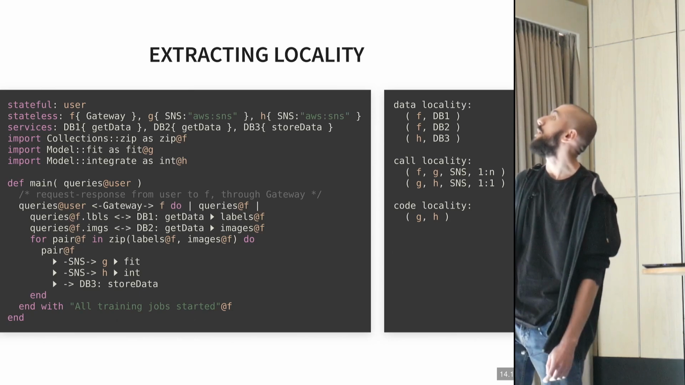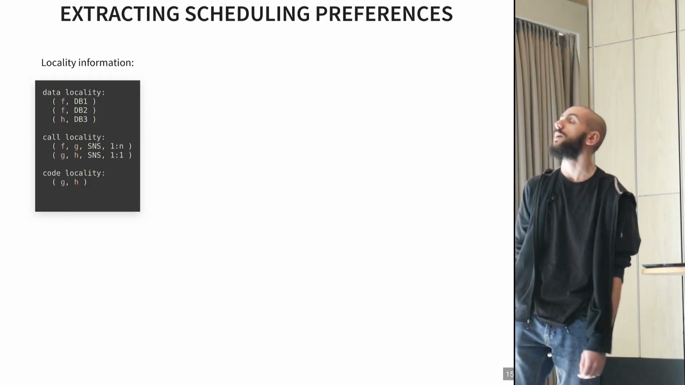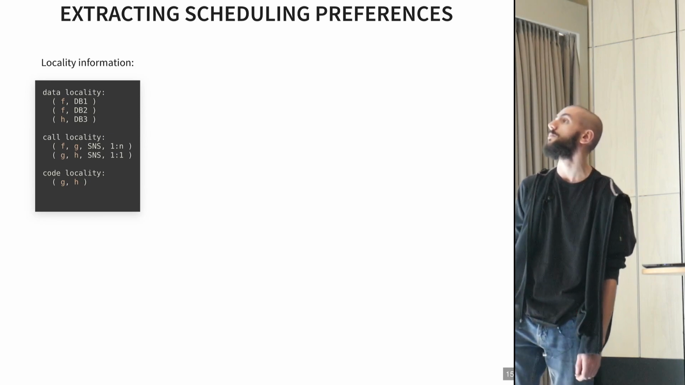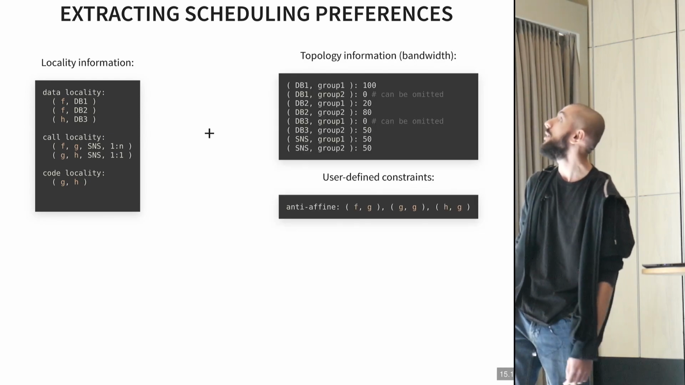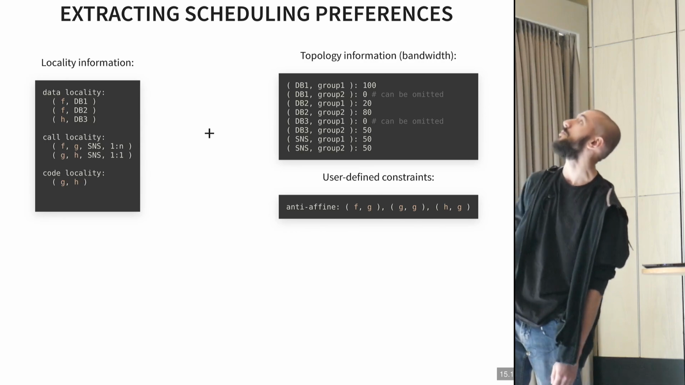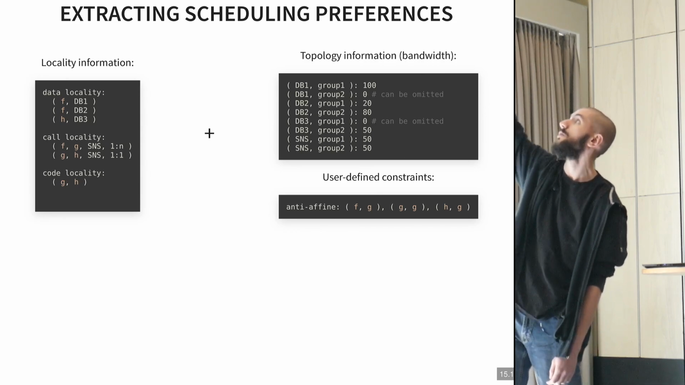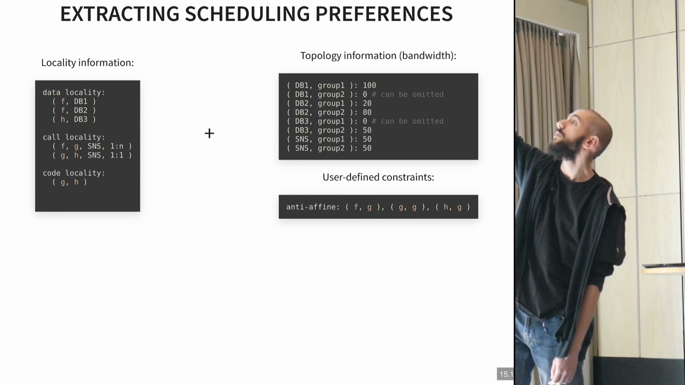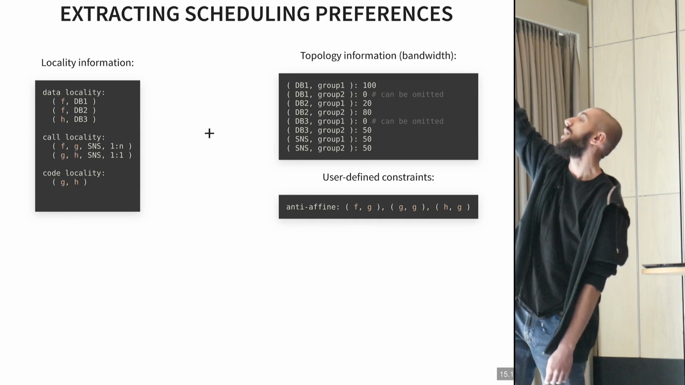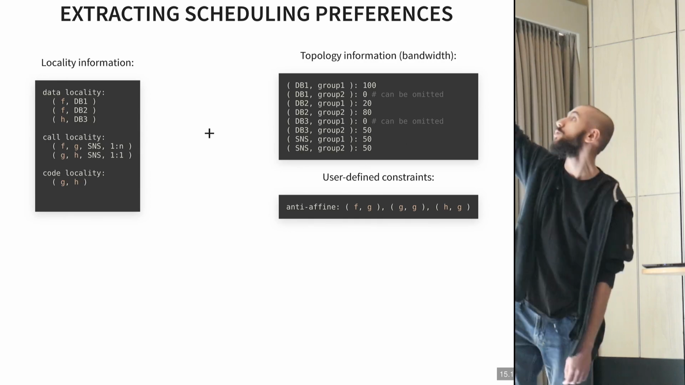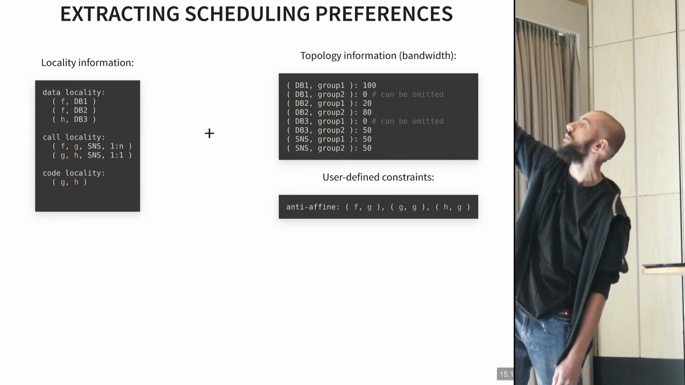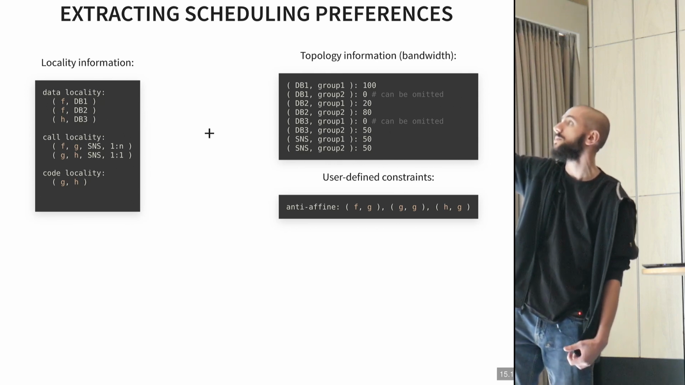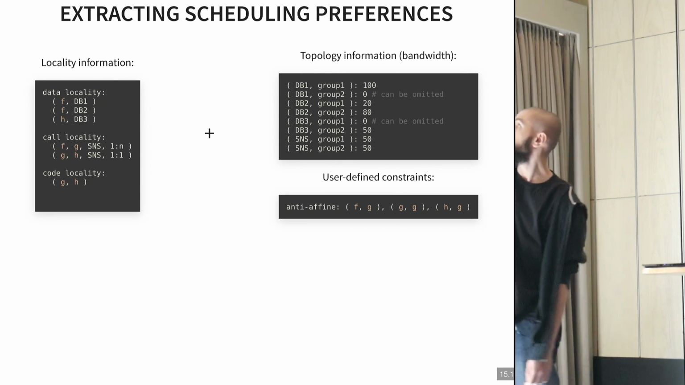Now, if we take these extracted localities and combine them with some information that is given to us by both the provider and the user, in this case, the provider gives us topology information. So bandwidth from certain groups of workers to certain services. We can see here, group 1 has a high bandwidth towards DB1, but group 2 has no connection towards DB1. And in the same way, for example, group 1 and group 2 have the same bandwidth towards SNS. And also user-defined constraints.